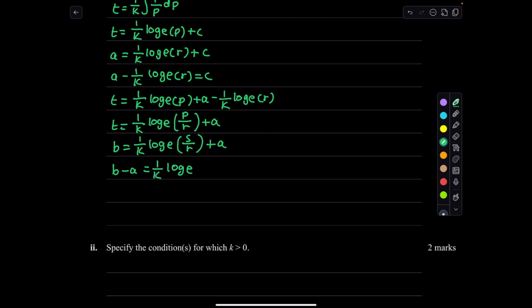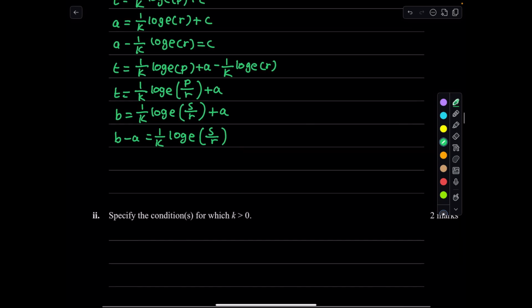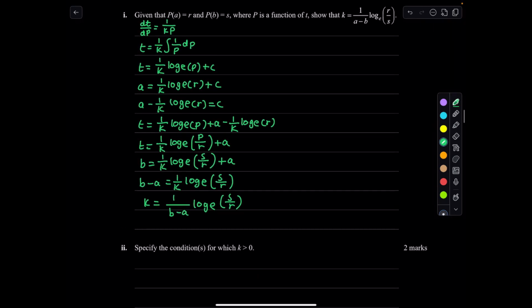And I'm solving for k now. Equals 1 over k log e of s over r. So I can reciprocate this, so that becomes a k here, and that's going to be 1 over b minus a log e s over r. But it's supposed to be a minus b.